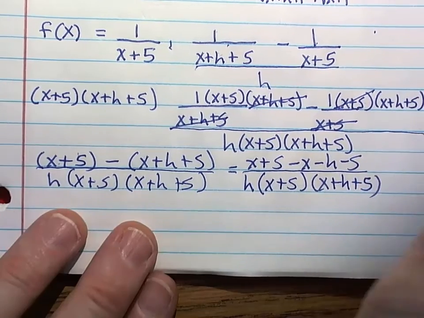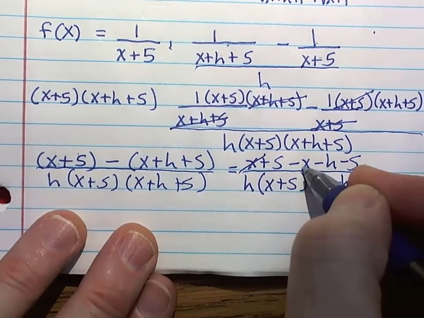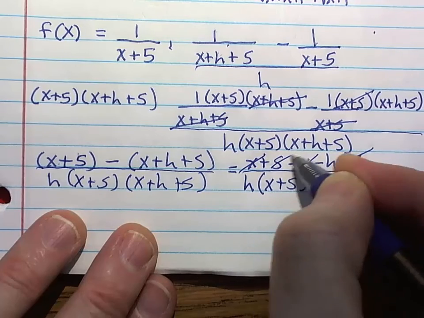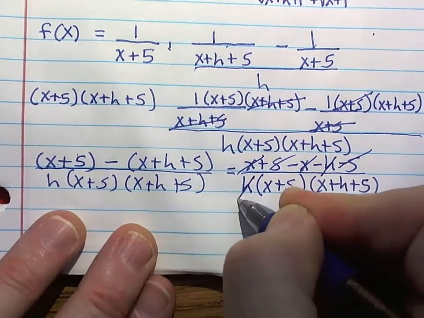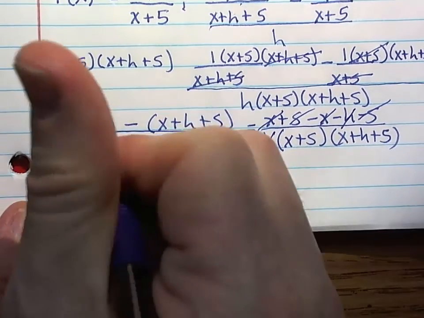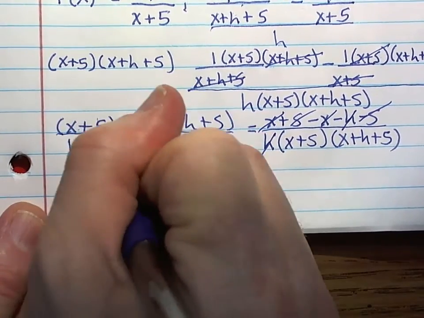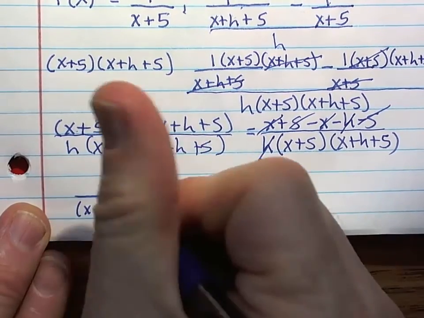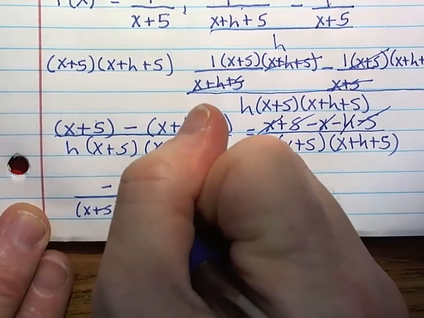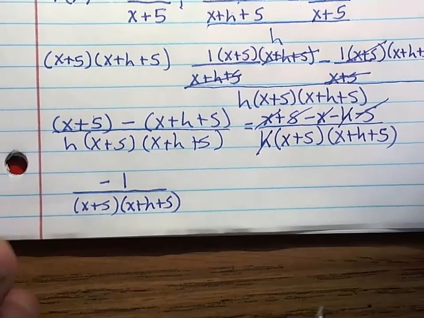Now, dig what happens. These x's cancel, these 5's cancel, and I'm just left with a negative h up there, which will divide with that. And now I've got negative 1 over x plus 5 times x plus h plus 5. And there we have it.